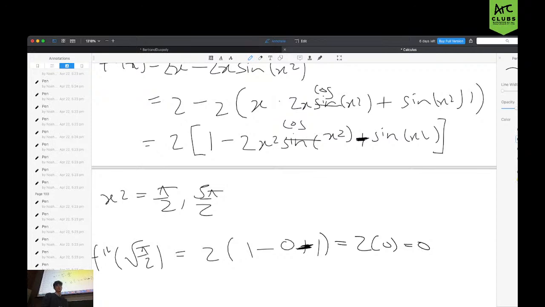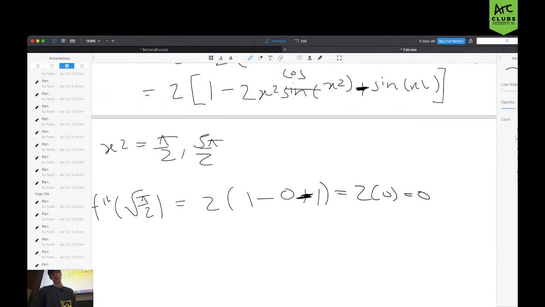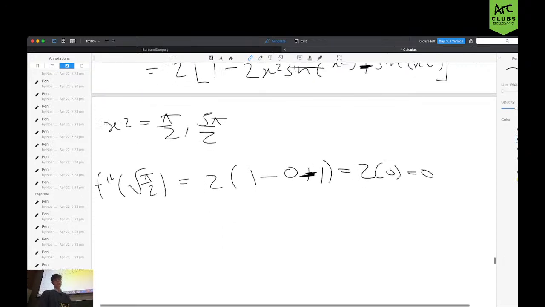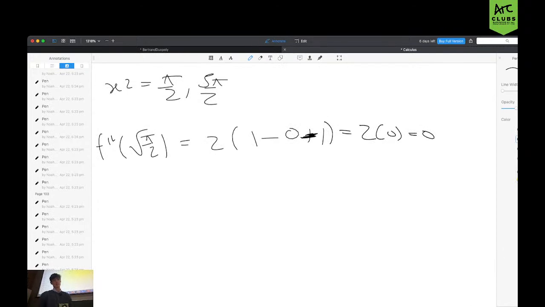point of inflection. But we have to quickly test whether it actually is a point of inflection. So we'll go ahead, we have to use the second derivative test for points of inflection. So this is here.